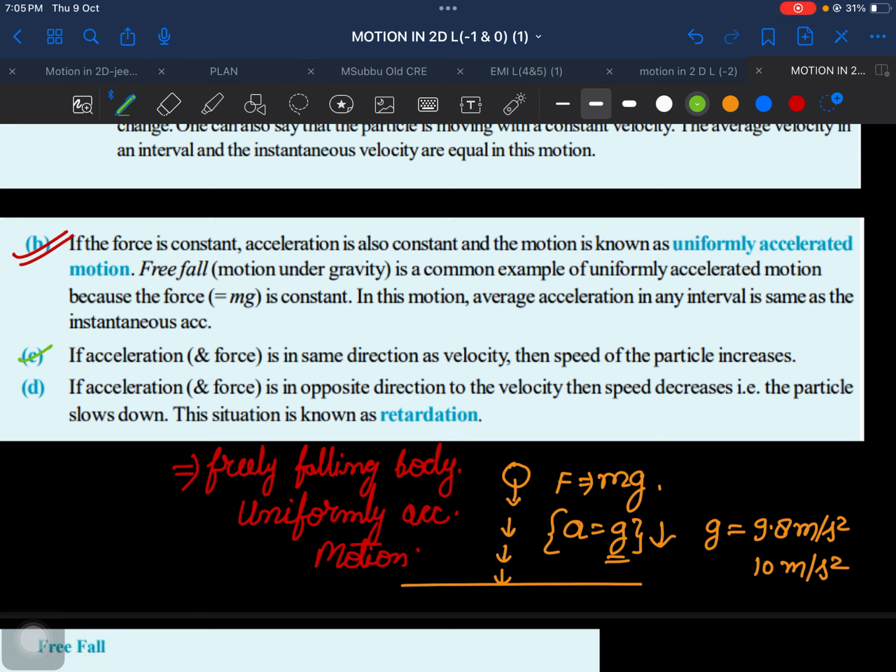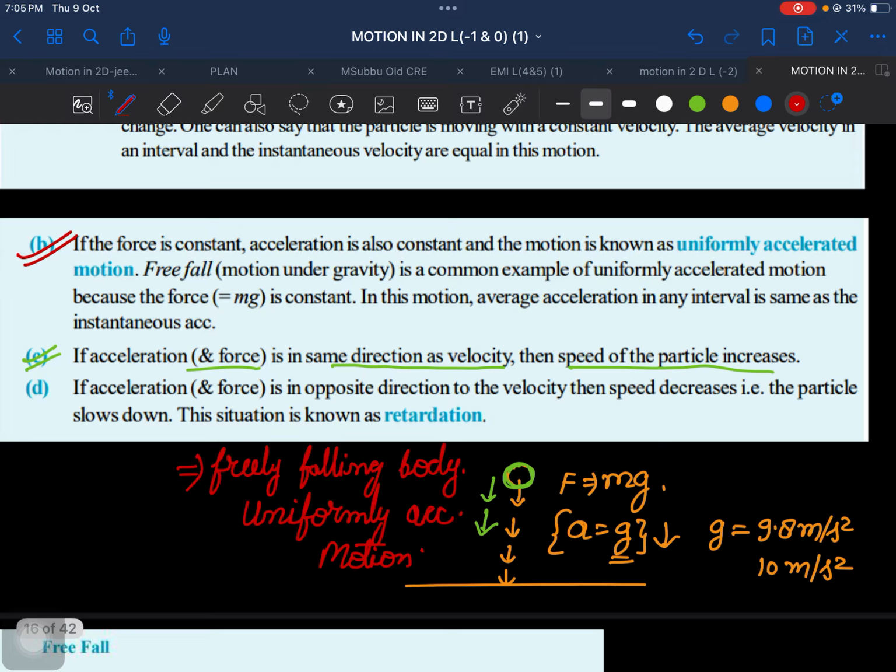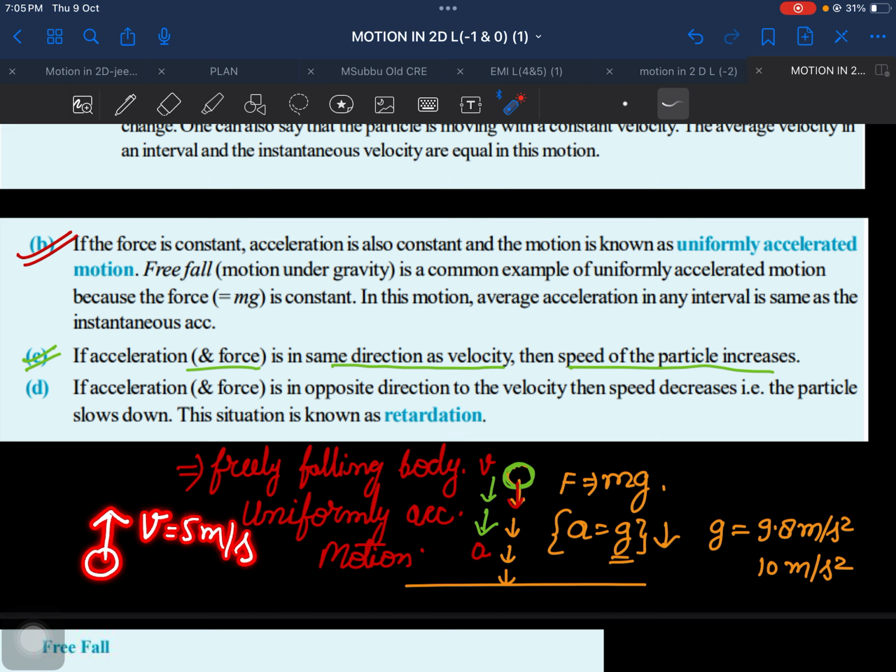If acceleration or force is in the same direction as velocity, then the speed of the particle will increase. Let us take the example of acceleration due to gravity. Suppose the body is coming downward and acceleration is also downward, which means velocity is downward and acceleration is downward, then the velocity will increase, as happening in this case. But let us take one more case. We'll throw this body in the upward direction, let us take the velocity to be 5 meter per second. What will happen? The velocity will decrease.